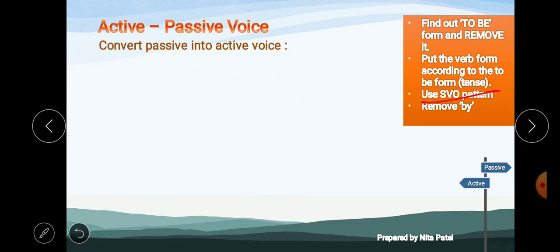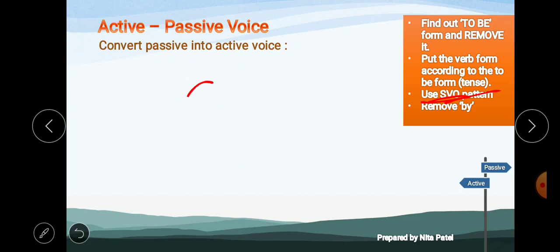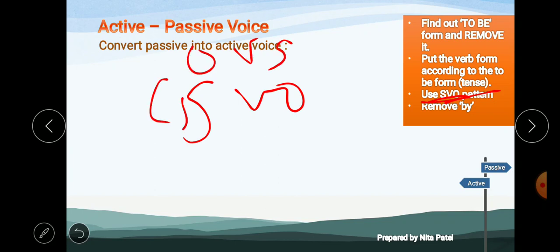The third rule is use SVO pattern. Okay, SVO pattern. So in passive what will become? Our subject will become object, object will become subject. So here what we have to do, we have to use SVO pattern. That means from OVS we have to frame this SVO. So whatever changes we did earlier, we have to do just vice versa.